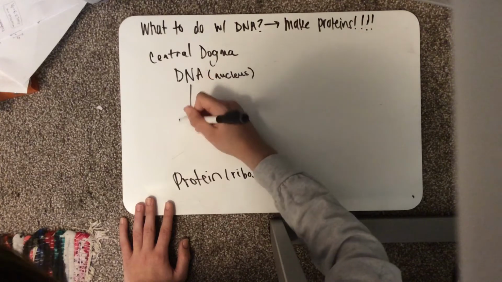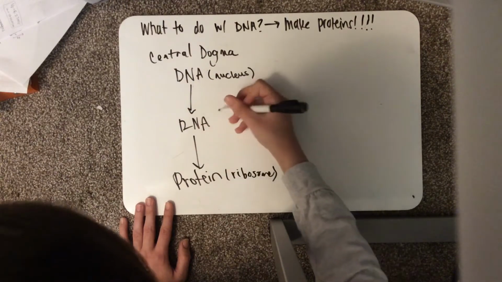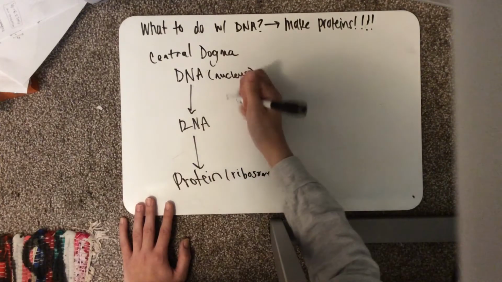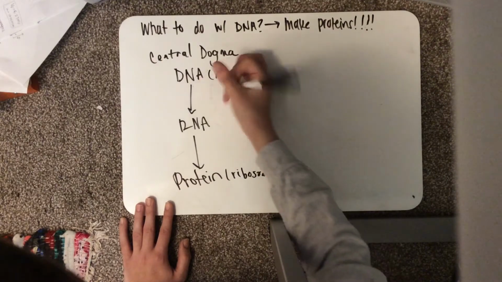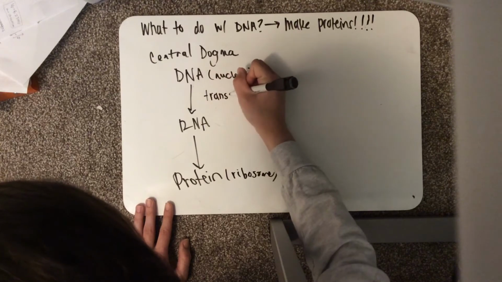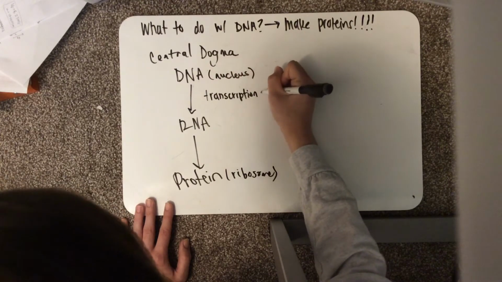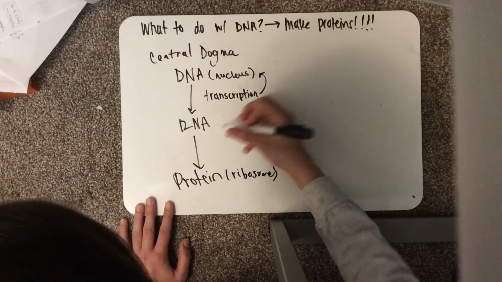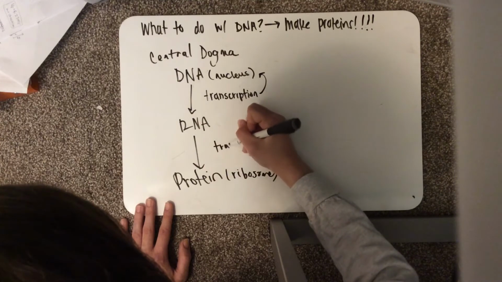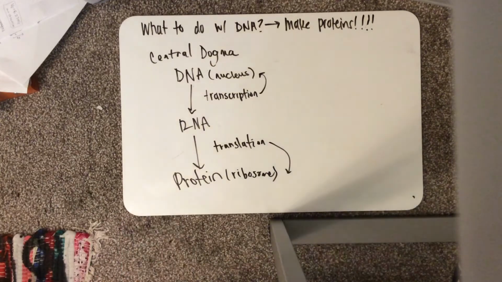We can do that through RNA. So RNA is our instruction messenger. The process of going from DNA to RNA is called transcription, and it happens in the nucleus. Then the process of going from RNA to a protein is called translation, and it's going to happen at the ribosome.